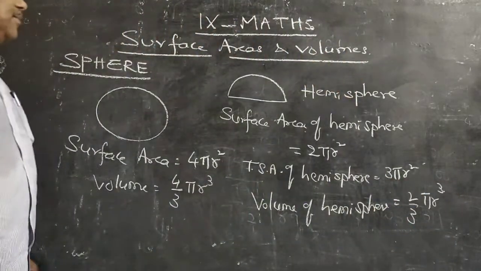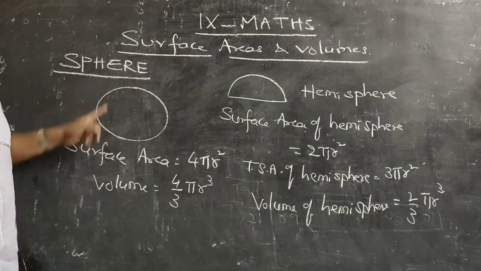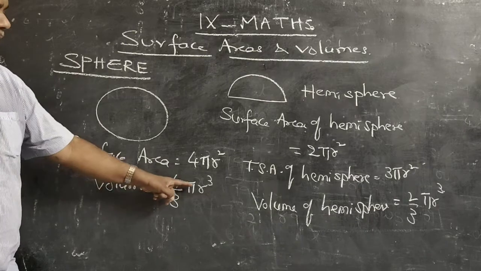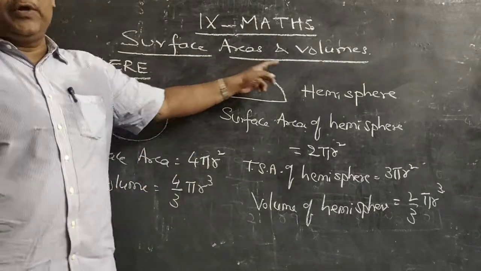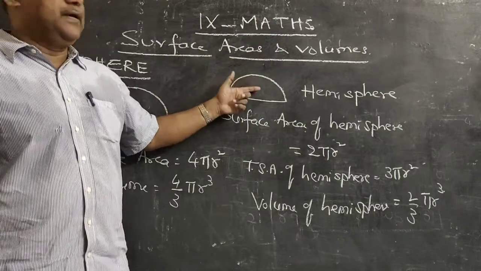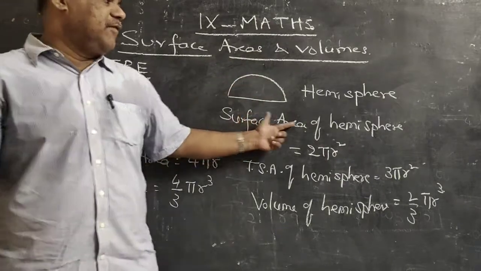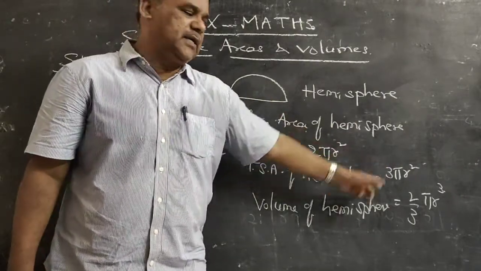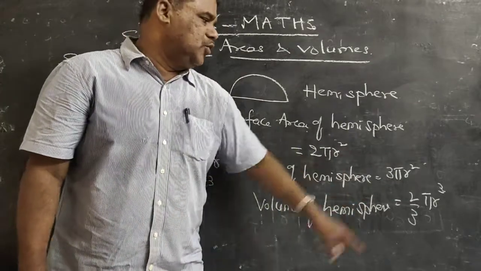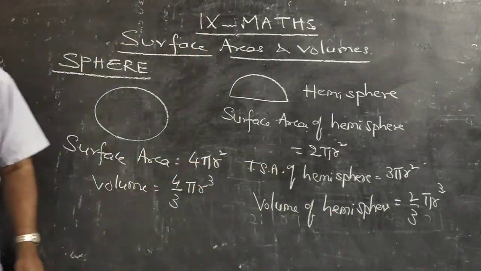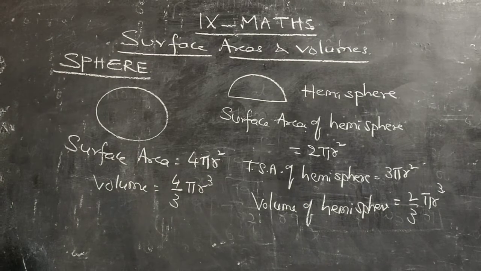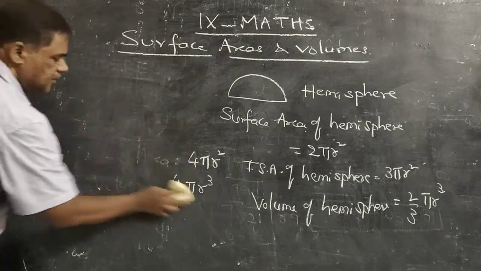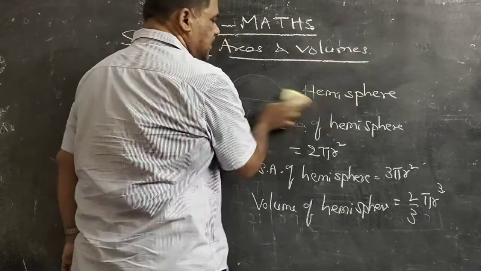So these are the five formulas related to the sphere topic. For a sphere, surface area is 4 pi r square. Volume of the sphere is 4 by 3 pi r cube. When a sphere is cut into two equal parts, each part is called hemisphere. For a hemisphere, surface area formula is 2 pi r square and total surface area of hemisphere is 3 pi r square. Volume of a hemisphere is 2 by 3 pi r cube. Now let us do some problems based on these formulae.